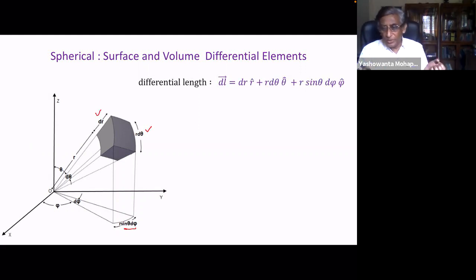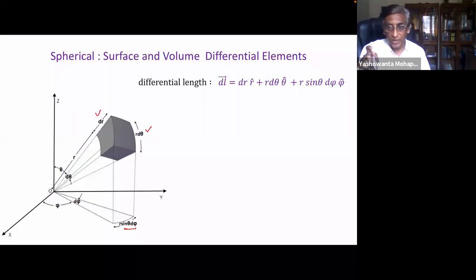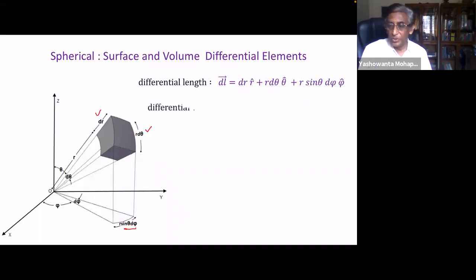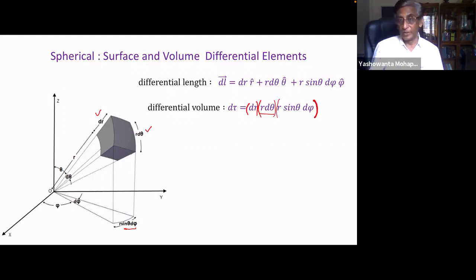This will be almost at your fingertips. You should not have to think about the differential length changes in the three independent directions in any coordinate system. You should be able to write that down in your dream. So differential volume d tau is just dr, r d theta in this direction, and of course r sine theta d phi in that direction.